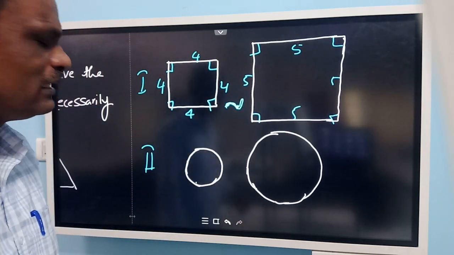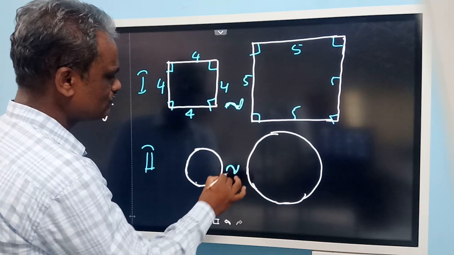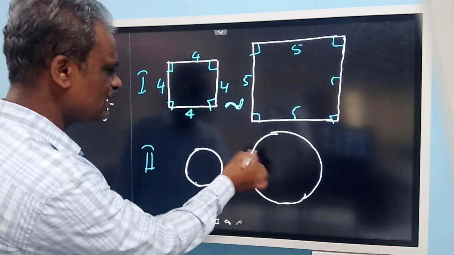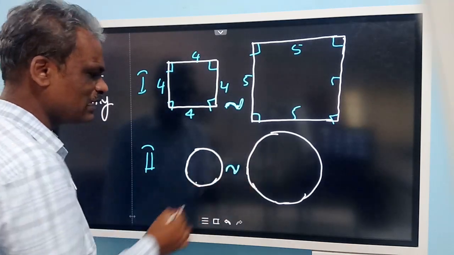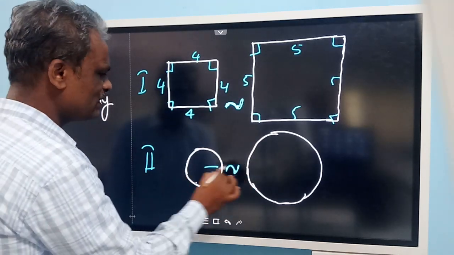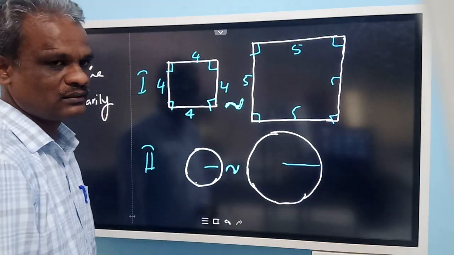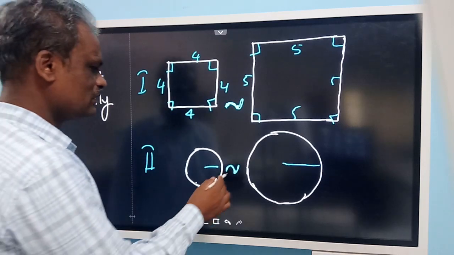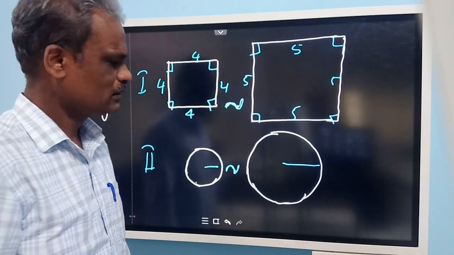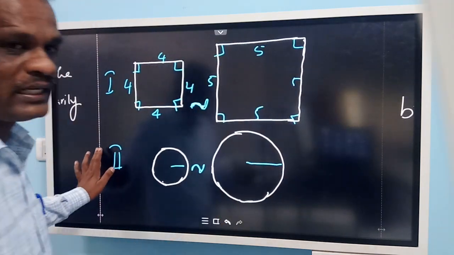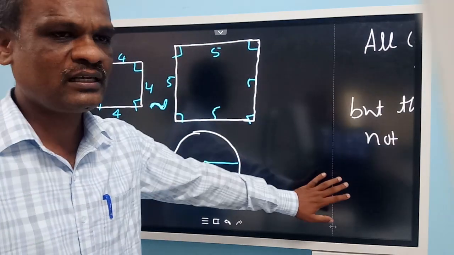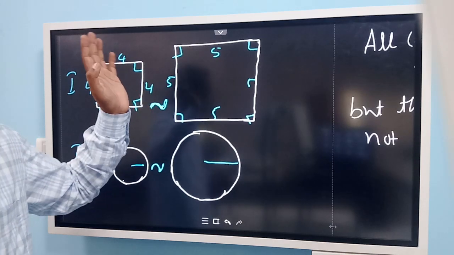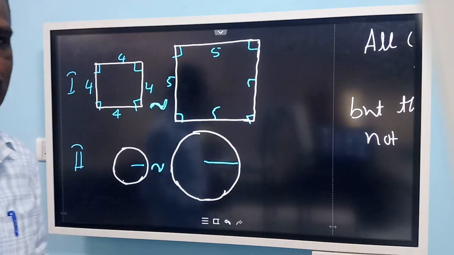Any two circles, you can take any two circles of any size. Circles of any size are always similar. But these two are not congruent. Remember, these two circles are not congruent because the radius of this one is different from the radius of this one. This one has a longer radius, this one has a shorter radius. These two are similar but not congruent. Any circles of any radii are all similar. Any squares you can take, all squares are similar.